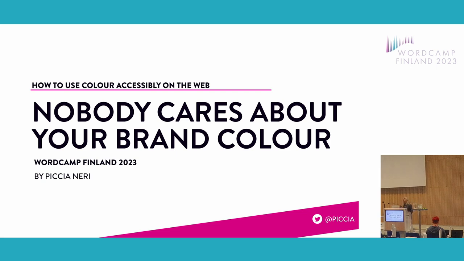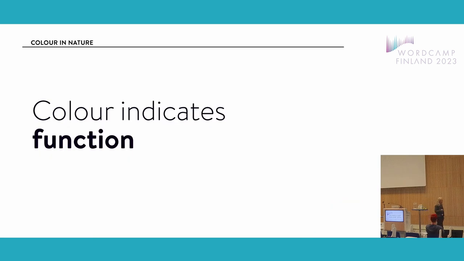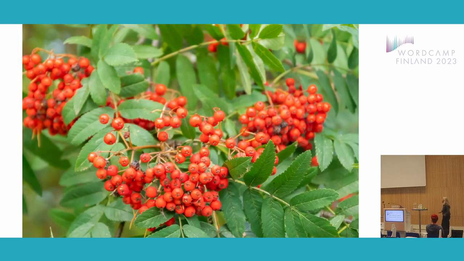So, color. What does color do in nature? Why does it exist? Well, first of all, in nature, color indicates function. So, for instance, if you're out foraging, you see this beautiful bunch of red rowan berries against green foliage, and you think, yeah, I recognize that, those are berries, so that's why they are red against green.